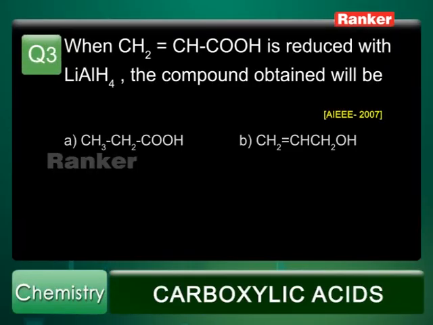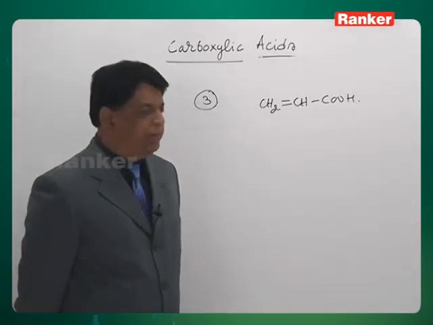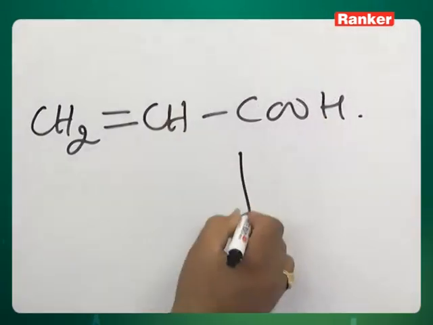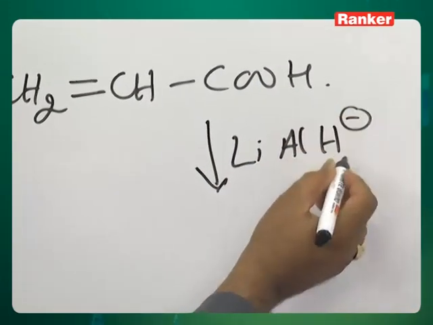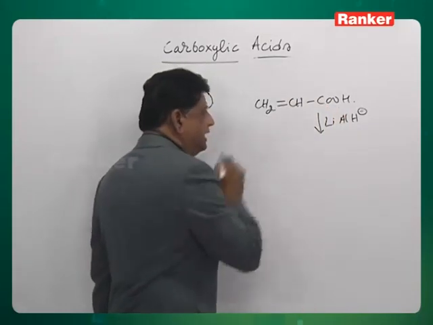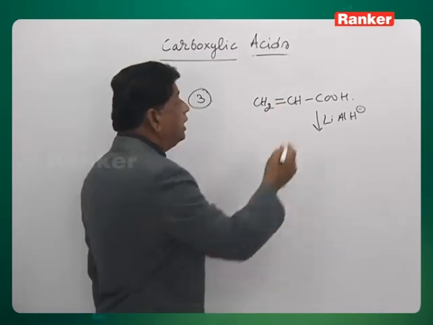The third question: he has taken an alkene compound attached to COOH. This is called propenoic acid, or commercially called acrylic acid. This acrylic acid is reduced with lithium aluminum hydride. The compound obtained will be? So lithium aluminum hydride, no doubt, is a good reducing agent, but it supplies H- that attacks the carbonyl group, not the alkenes. Alkenes are also electron rich, therefore H- will attack the carbonyl group of the acid.